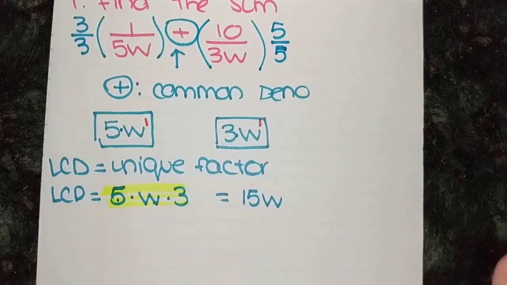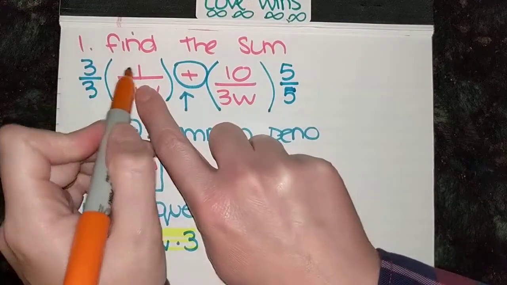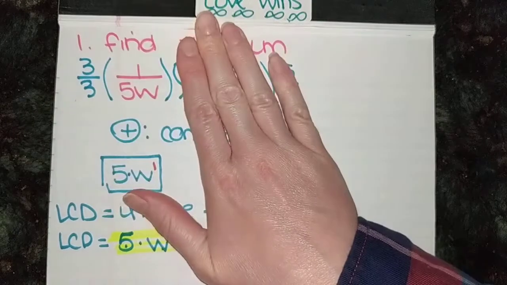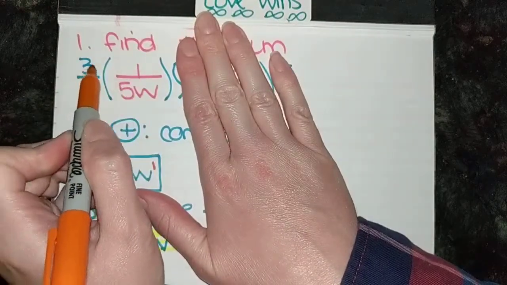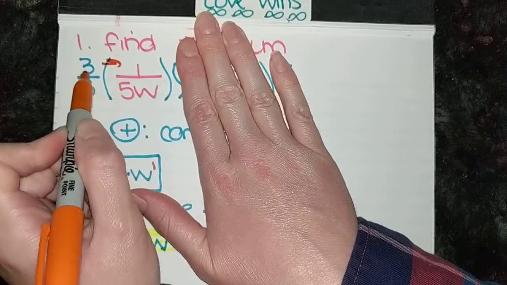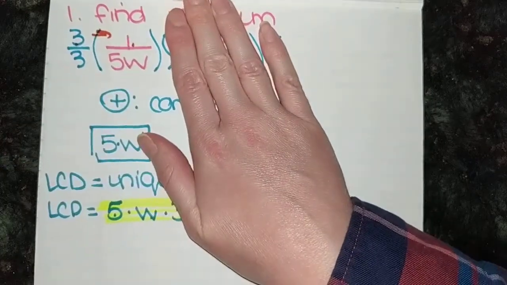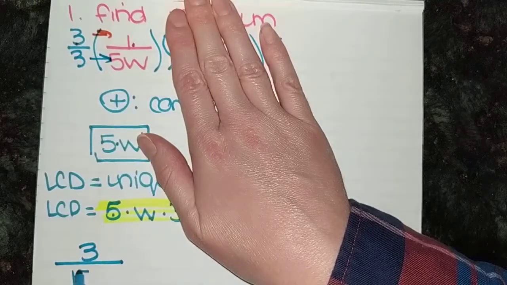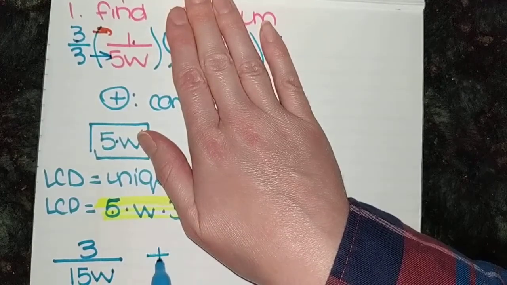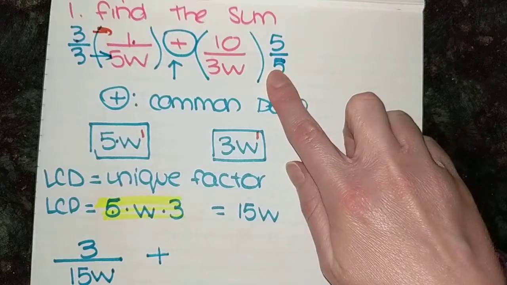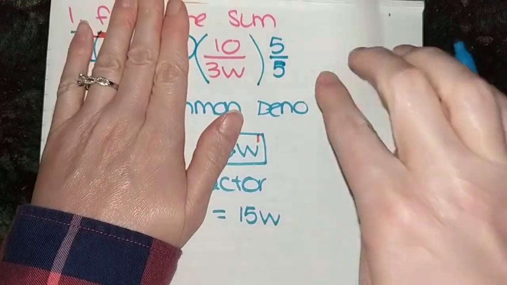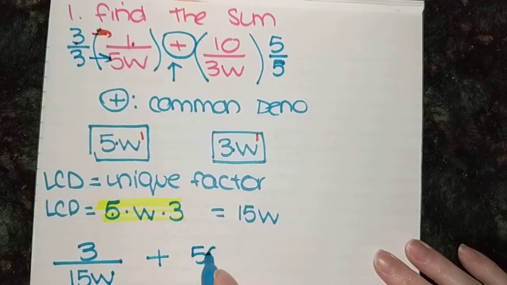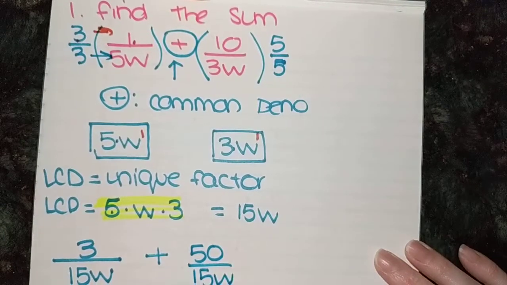All right, so let's just keep it with this. For this first term, you're multiplying straight across, 3 times 1, so that's just going to give you 3 over 15w. That is then added over here. For our second term, we're going to multiply straight across. So we'll have 10 times 5, that gives us 50, and then over 15w.